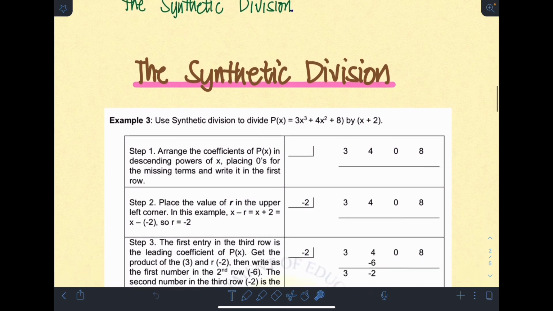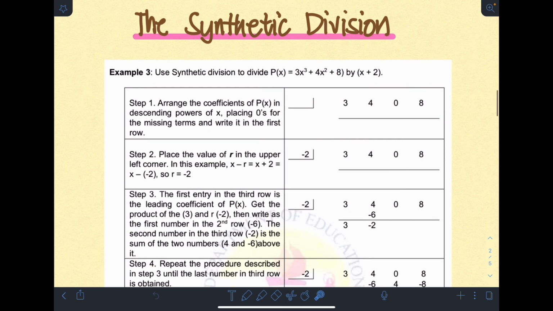So what do we mean by that? Here is an example of the synthetic division method. Use synthetic division to divide our p of x, which is 3x cubed plus 4x squared plus 8, by the divisor x minus 2. Sorry, this is x plus 2.